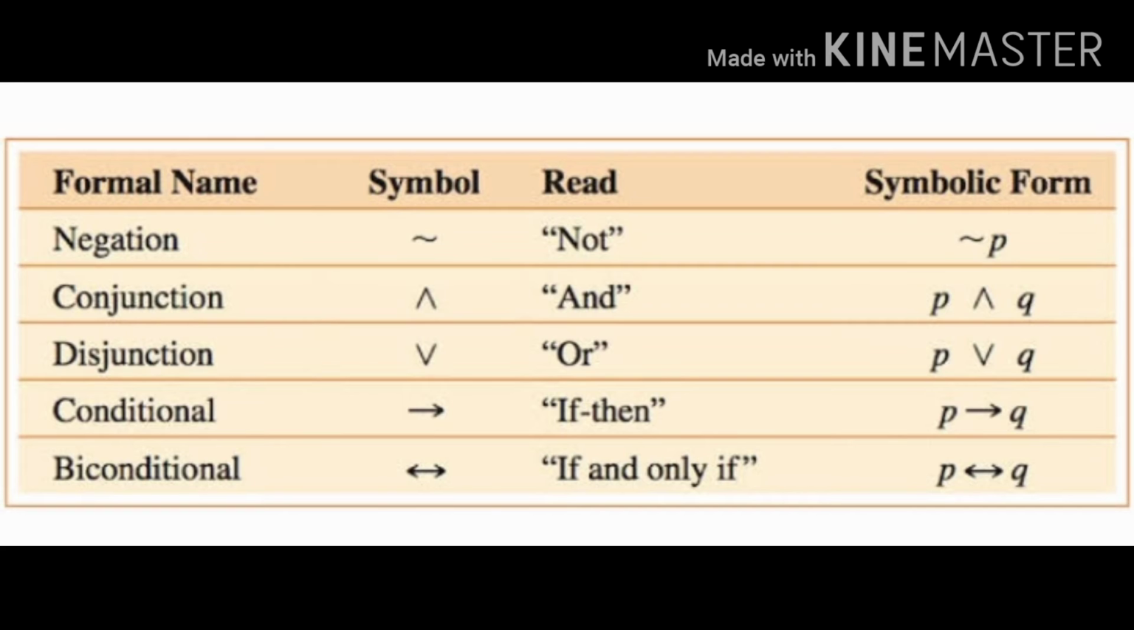Truth table for conjunction. If there are two statements P and Q and if both are true, then P and Q is also true.